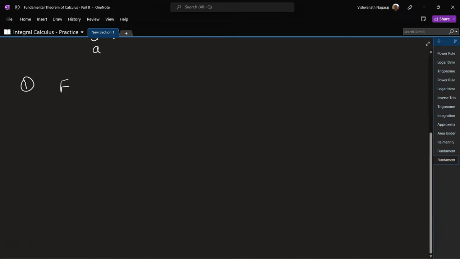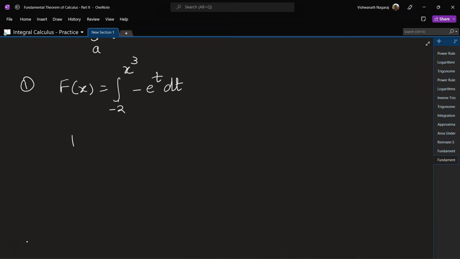First one, capital F of x is equal to the integral between minus 2 and x cube of minus e to the power of t dt. Okay? So what we have to do is to differentiate this. So if we differentiate it, we get F prime of x is equal to d by dx of the integral from minus 2 to x to the power of 3 of minus e to the power of t dt.